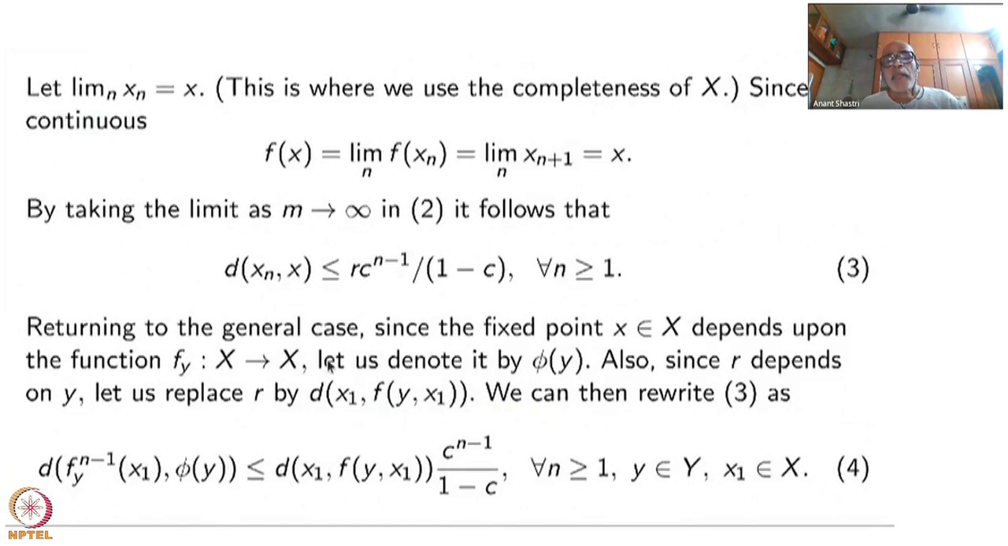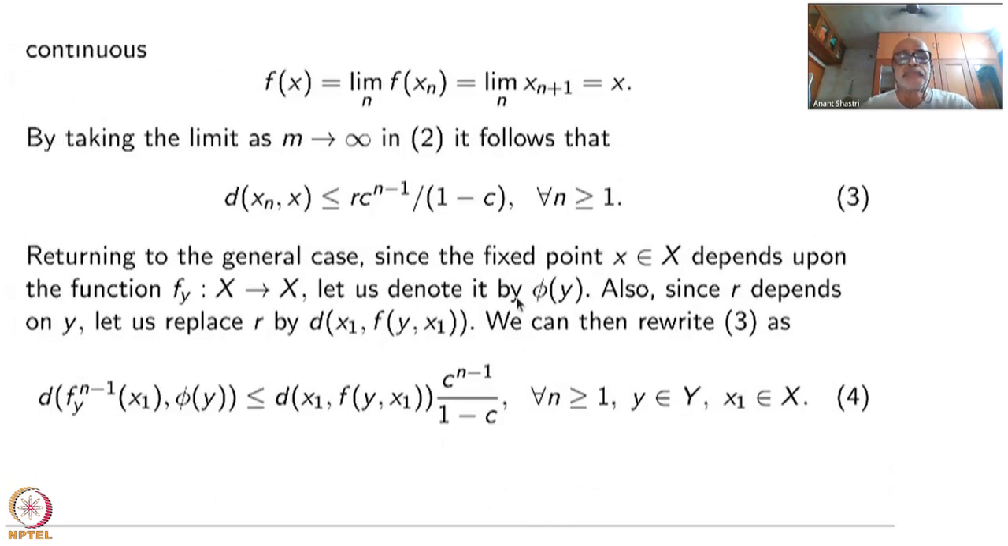All right. So now we will do the same, just copying, putting the variable y also. Okay. The idea of the proof is exactly the same. There is no change at all. Okay. Returning to the general case, since the fixed point x depends upon the function f_y, right? We are changing y. For each y, I will get a different fixed point. So I will write f_y. So that is the notation.